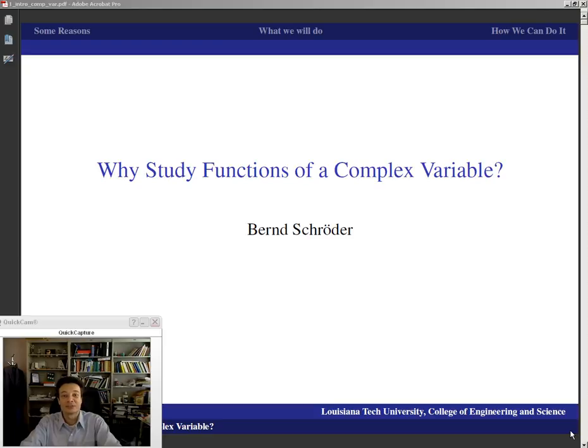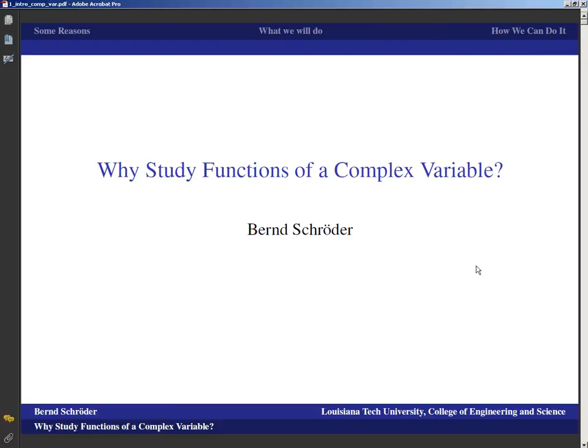I want to take this presentation to get us started before we actually start covering material. I want us to look at why we want to study functions of a complex variable, what we're going to do, some of the topics we're going to cover, and also a little bit about how we're going to approach the whole thing, because this course can, for some of you, be the first post-calculus course, and the ballgame is changing a little bit, and we want to be prepared for that.